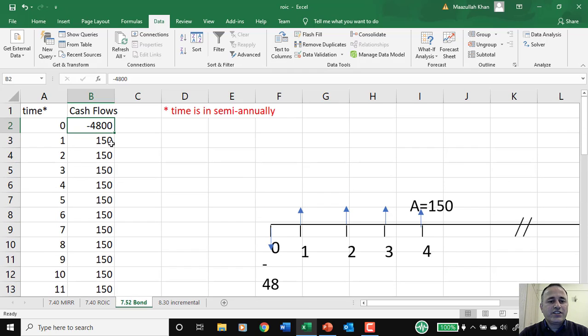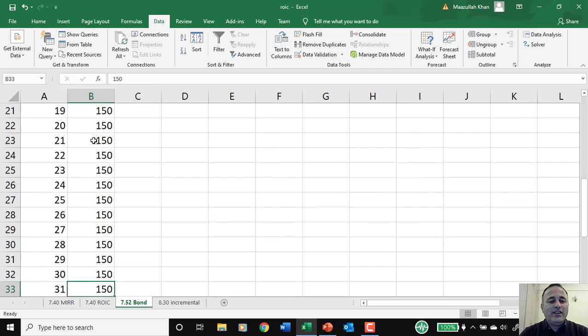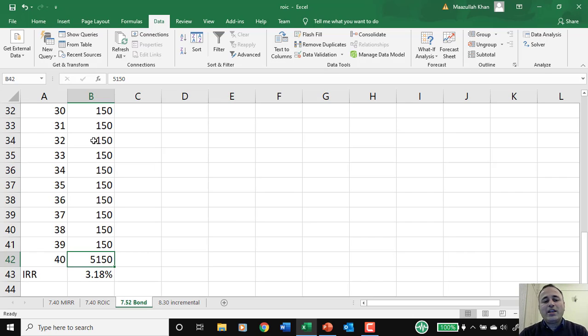So the investor invests $4,800, so that's why it's negative with the negative sign, and he or she is getting $150 after 6 months. And as you can see, at the end of 20 years, or the 40th payment, the investor is getting $5,000 back, which is the face value of the bond, and another coupon, which is $150. So that's why the total amount here is $5,150.